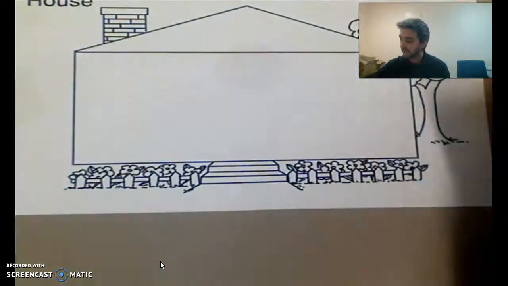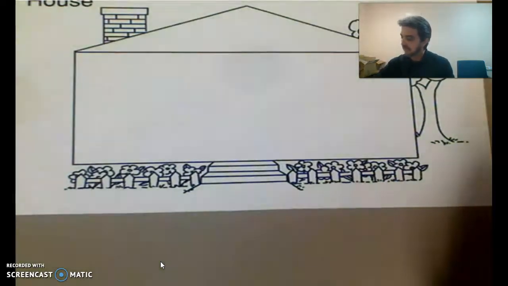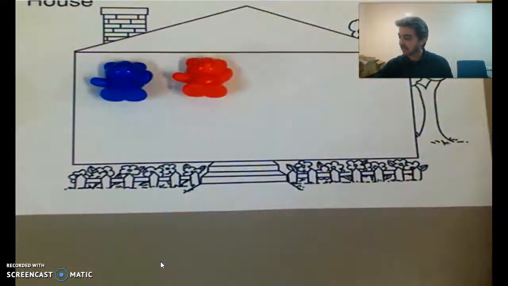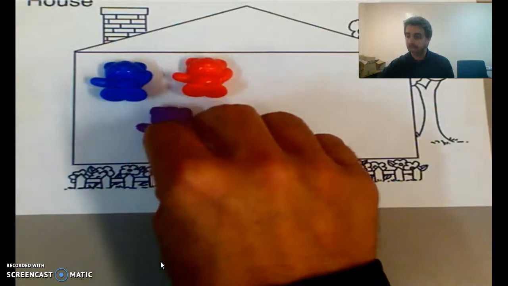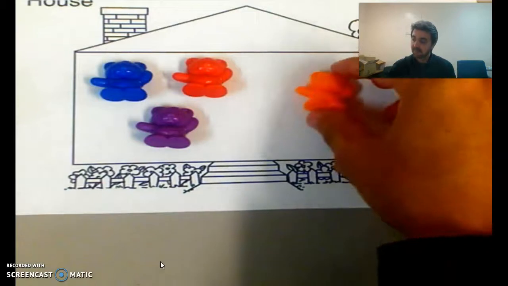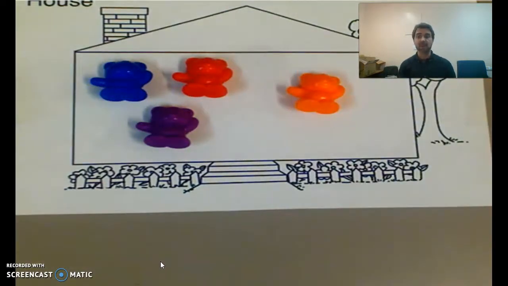Let's do 1 more, and then we'll get some numbers in here. Let's say that there are 3 bears living in this house. Maybe there's a mama bear and a papa bear and a baby bear. And they invite over grandma. So here comes grandma. She's orange, by the way. Okay, so grandma came, and now we have a new number of bears. First we had 3, and then 1 more joined. So the question is, how many do we have now?